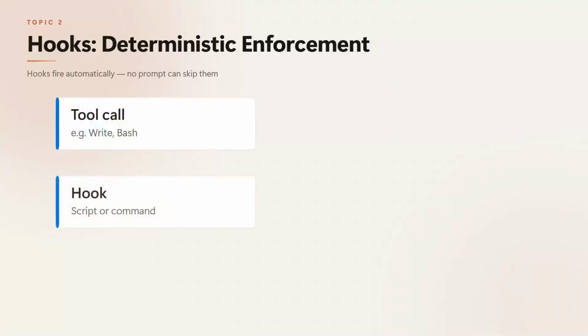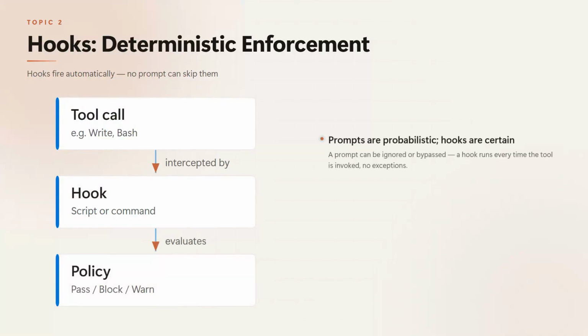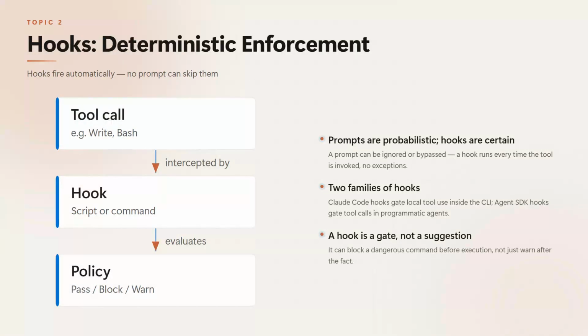A hook is a deterministic enforcement point that fires automatically around tool use. Unlike a prompt instruction, which is probabilistic, a hook guarantees a rule is applied every time. There are 2 families: Claude Code hooks, configured as shell commands for a repository or team, and Agent SDK hooks, which are code inside your agent process that intercepts tool calls. The distinction matters because the exam tests them separately. A hook is not for stylistic guidance, that's what prompts are for. It's for rules where variance is unacceptable.